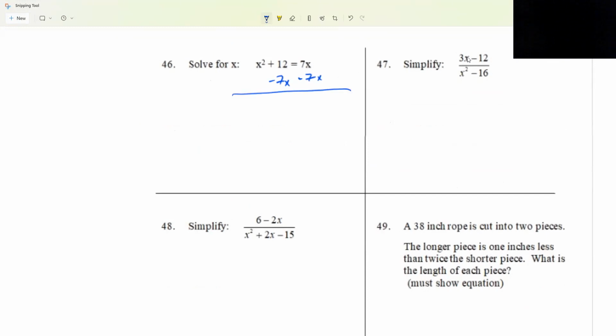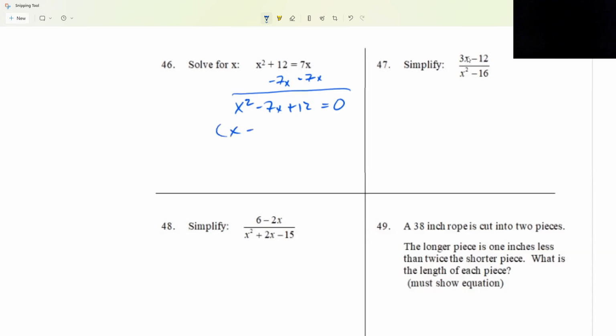When I do that, I'm going to end up with x squared minus 7x plus 12 is equal to 0. And once you've done that, now you just factor. So this is 1 here in front of x squared. So I need two numbers. When I multiply them, I get 12, and when I add them, I get 7. All right. So it's going to be 3 and 4, but they're both negative.